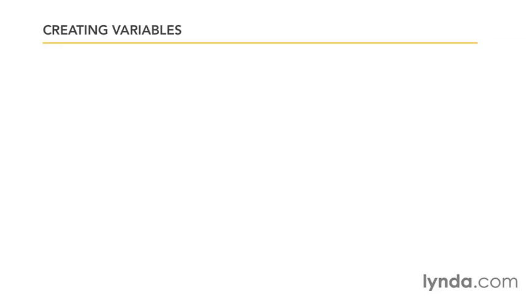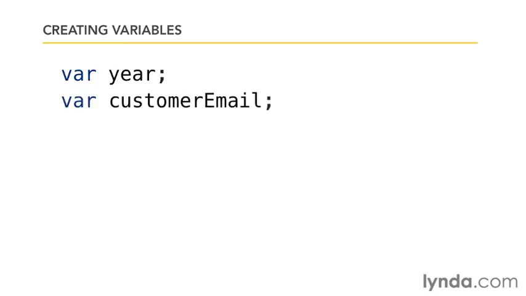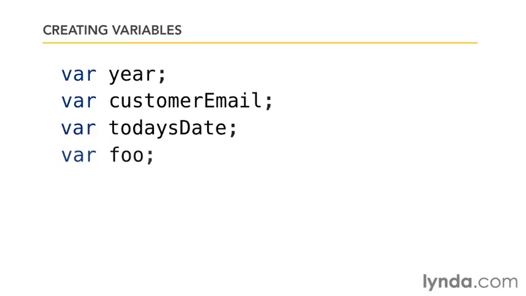In JavaScript, you create a variable like this. You use the word var, all written in lowercase, which is part of the JavaScript language, and then the word you want. The name of the variable itself is up to us, and it should represent the piece of data that we want to hold. In this case, year, but it could be customer email or today's date, or while we're experimenting, just nonsense words like foo or even single letters like X.